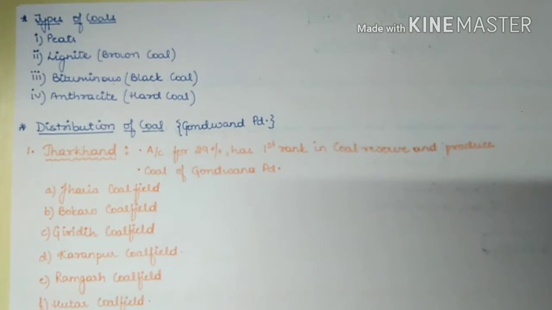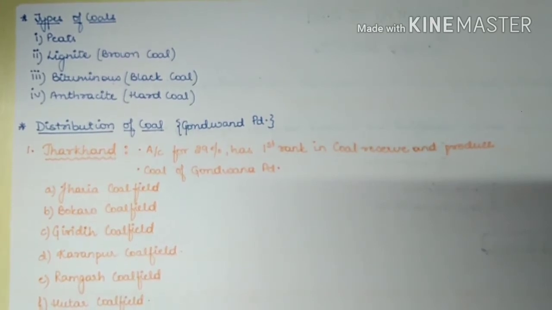And if we talk about its carbon content, it is less than 40%, and therefore it is the lowest and most inferior quality of coal, and it represents the first stage of coal formation. Okay, so that means it belongs to the tertiary period. It is not an older coal.